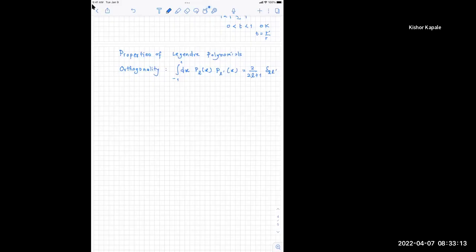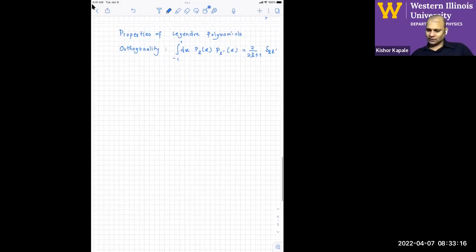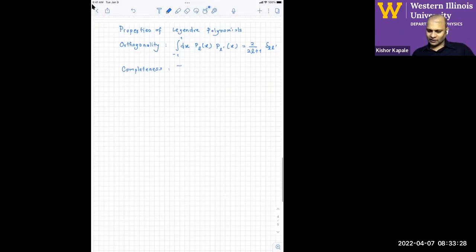Okay, just like in the case of the unit vectors in a 3D Cartesian coordinate system, for example. And then another important property is completeness. So whenever a set of functions satisfies these two properties, you can use them as basis functions to expand some other set of functions, or express some other set of functions through these basis functions.